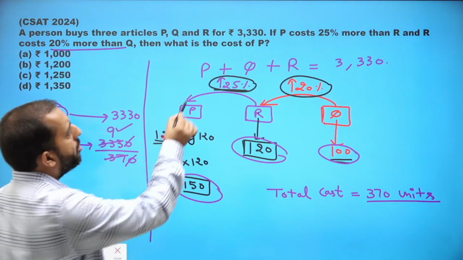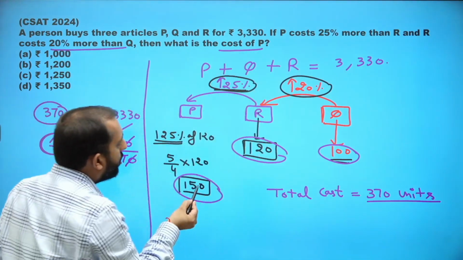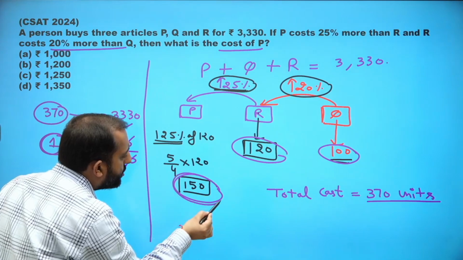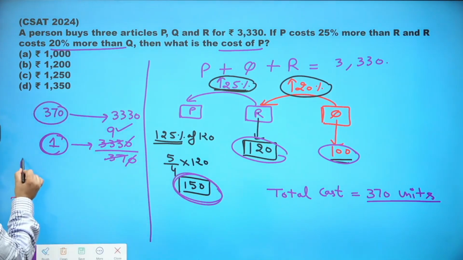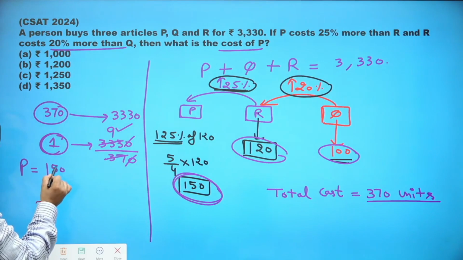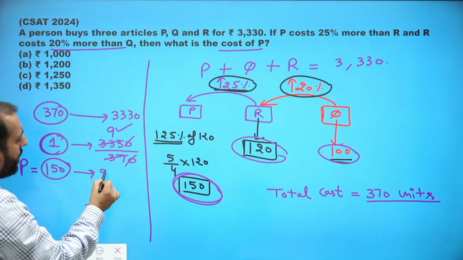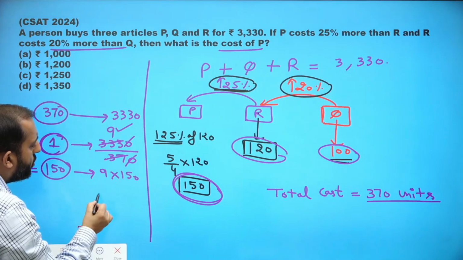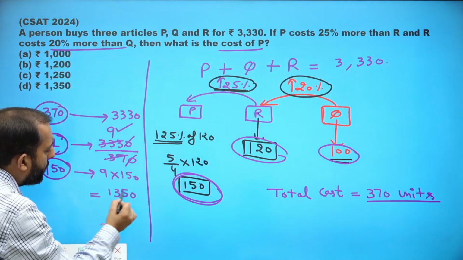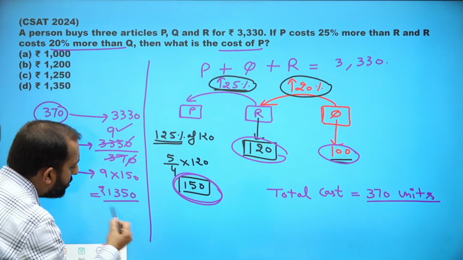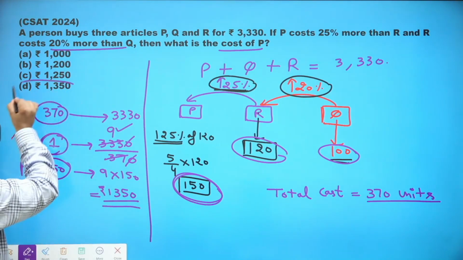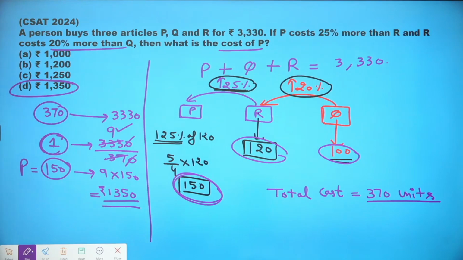What we are looking for? The cost of P, and the cost of P in the assumption is 150 units. So the cost of P, that is 150 units, should equal 9 into 150, which is equal to 1350 rupees. Hence the answer is option D. I hope guys you have understood it. Kindly make a note.